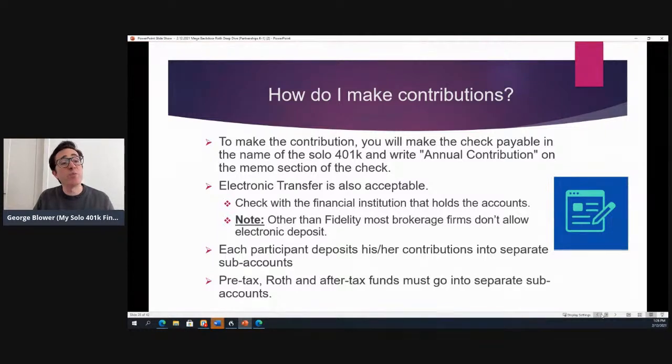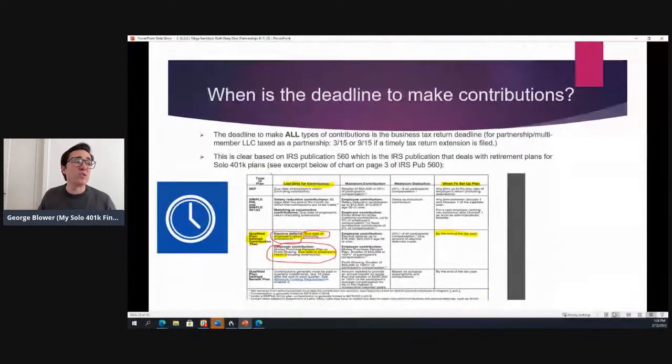Please note that each participant is going to have their own separate sub-account. And then underneath each participant you might have a pre-tax account, a Roth account, and an after-tax account, which is how you could end up with 6 separate sub-accounts. When is the deadline to make contributions? So the deadline to make all types of contributions, so employee, employer, and voluntary after-tax contributions, is the business tax return deadline, assuming that the plan was set up by the end of the tax year.